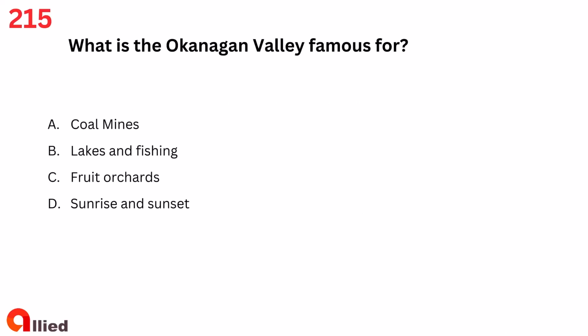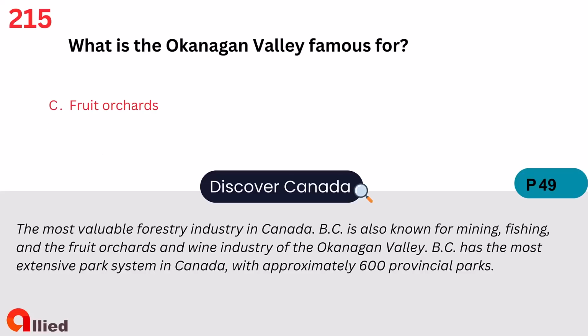Question 215. What is the Okanagan Valley famous for? A. Coal mines. B. Lakes and fishing. C. Fruit orchards. D. Sunrise and sunset. The answer is C. Fruit orchards.